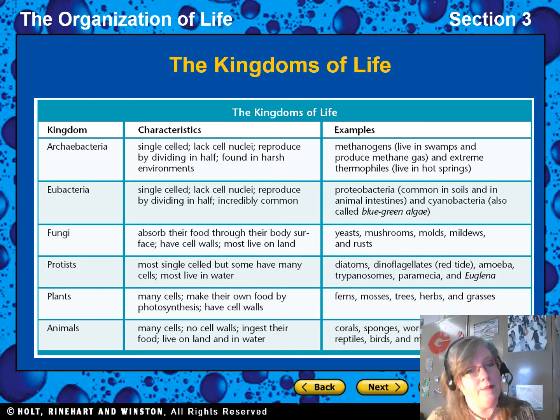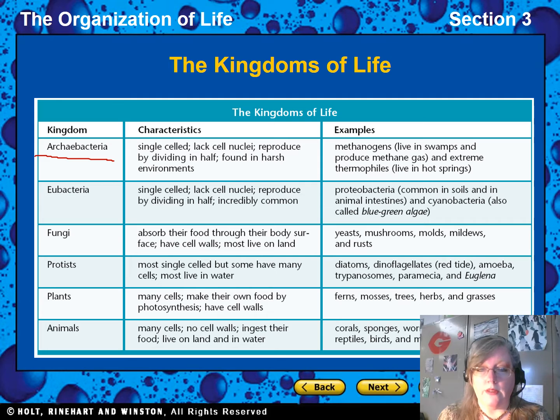Here's our table again. So we've talked about the Archaebacteria. Those are the old ones, the ones like old Earth. They are single-celled. They do not have a nucleus. They reproduce by dividing in half. We said that was called fission. And they're found in the harsh environments. We said that we called them extremophiles. So when it says harsh, think extreme.